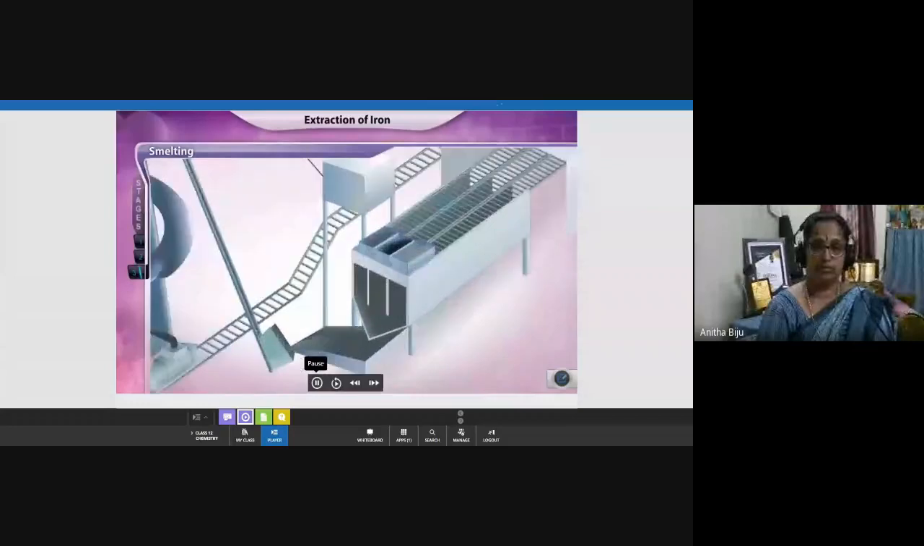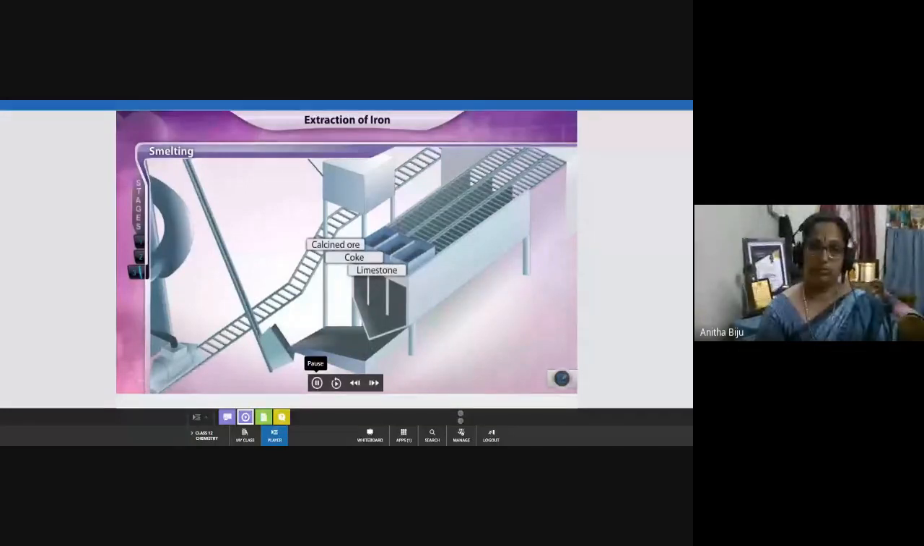The calcined ore collected from the reverberatory furnace is mixed with coke and limestone in the ratio 8:4:1. This you have to note. The ratio between the components of charge in the blast furnace is 8:4:1: calcined ore, coke and limestone. That is important. This mixture is called the charge.